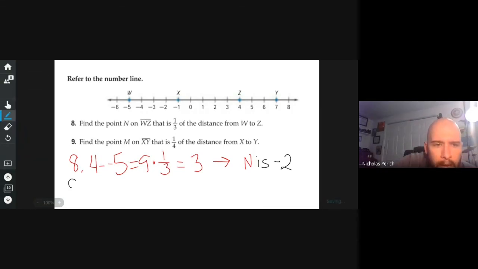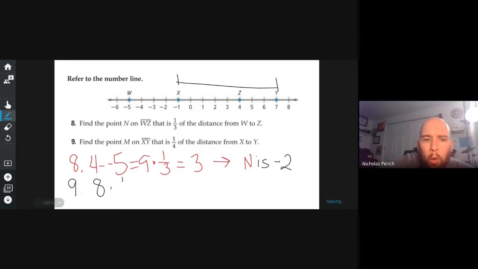Find the point M on XY. What should I do first? Unmute yourself or put it in the chat. What should I do if it talks about XY? What did I do for problem 8? Hey, your silence is killing me today. I'm going to find out the distance from X to Y. The distance from X to Y is what? 8. Good. So the distance from X to Y is 8.